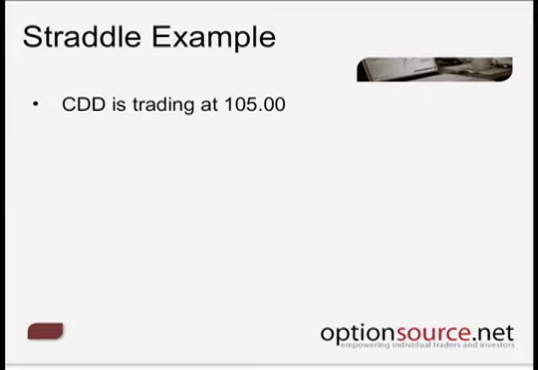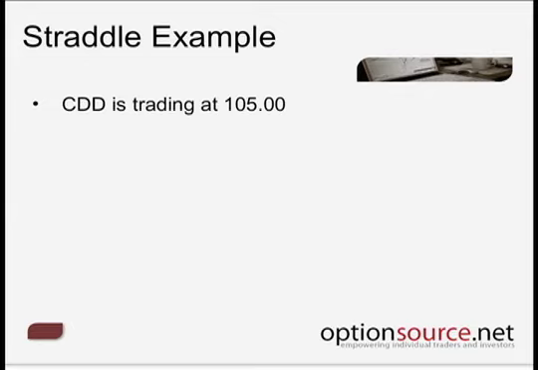So that being said, let's say, for example, we were looking at creating a straddle on the CDD, and as you can see here, as of Monday, the CDD was actually trading at 105. Now, the CDD reflects the U.S. dollar as a base currency against the Canadian dollar, so we're in fact trading our directional views on the U.S. dollar and whether we think it's going to go up or down against the Canadian dollar.